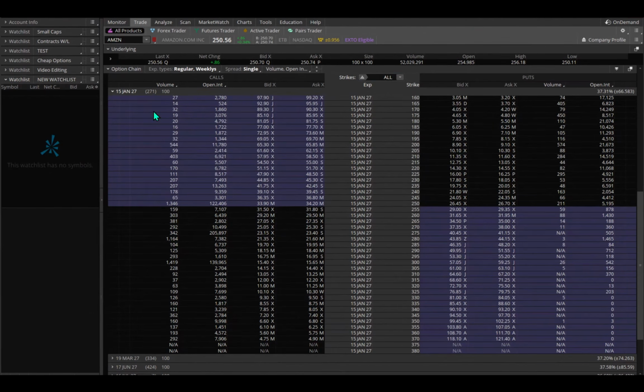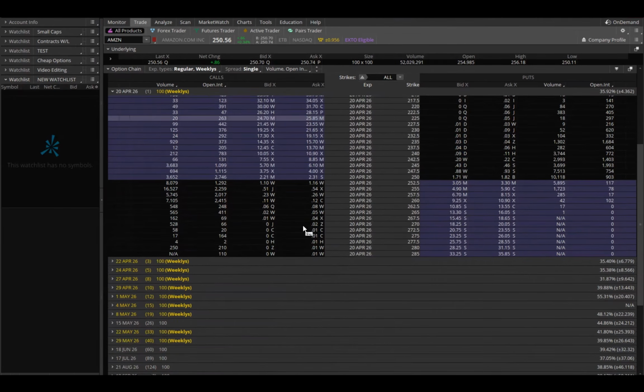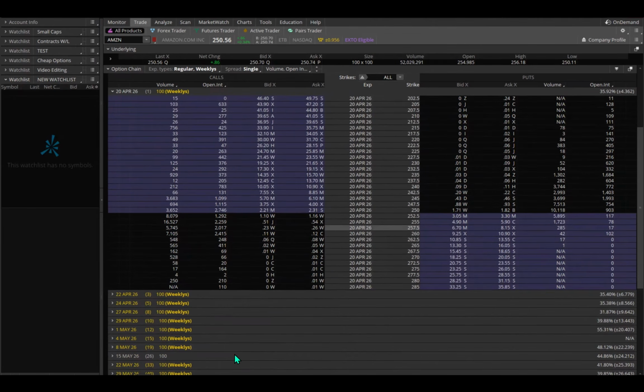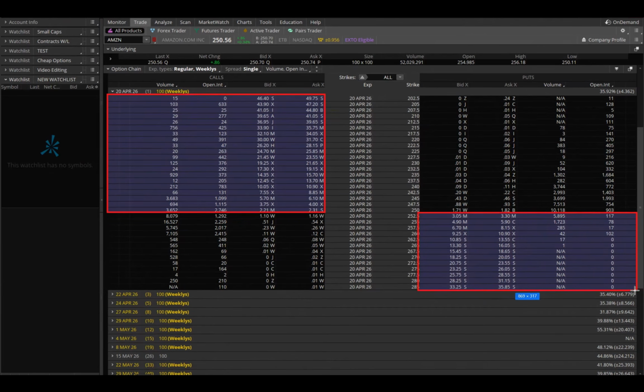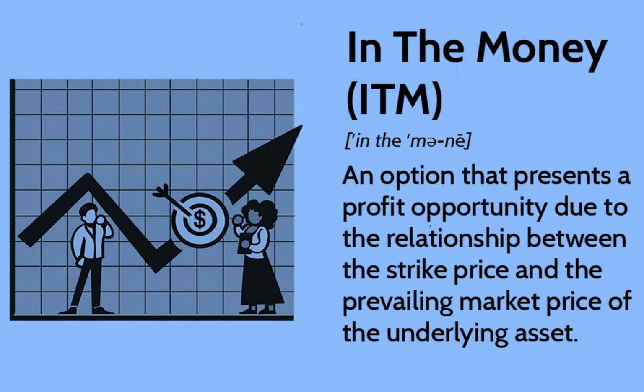Now let's just go back to April 20th here. Now, when we look at the chain, you're going to say, well, why is it purple here? Why is it this box like that? Doesn't really make any sense. The purple box is what we call in the money. The acronym would be ITM, in the money.